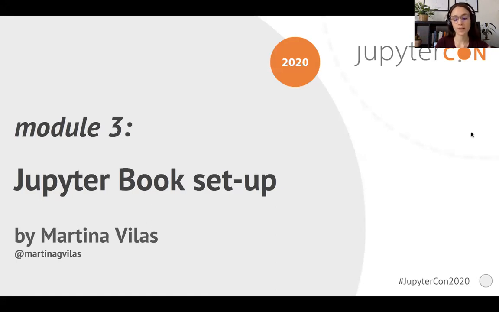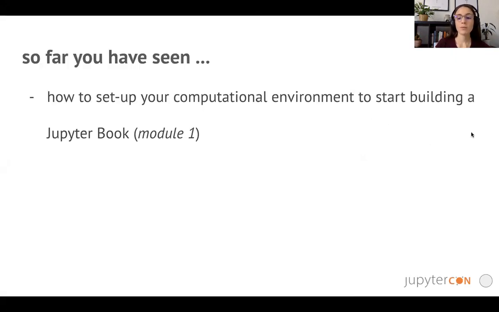Welcome to Module 3. So, for Module 3, we assume the following. You already have a computational environment that is ready to start building your Jupyter Book. This implies you have Jupyter Book already installed, other necessary packages already installed in their correct version. You should also have a copy of the main repository of this tutorial in your computer.